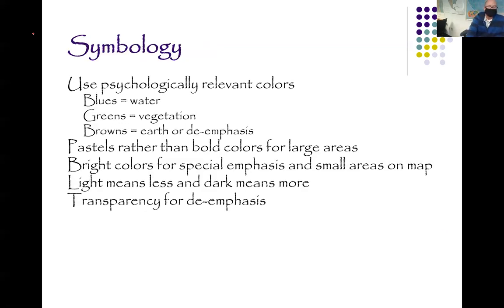All right, let's see if we can get through some of this. As far as symbology goes, we want to use colors that are conventional, like blue for water, red for warning, or maybe big roads, that we're kind of used to. More earthy colors, like browns and pastel greens, for vegetation and whatnot.